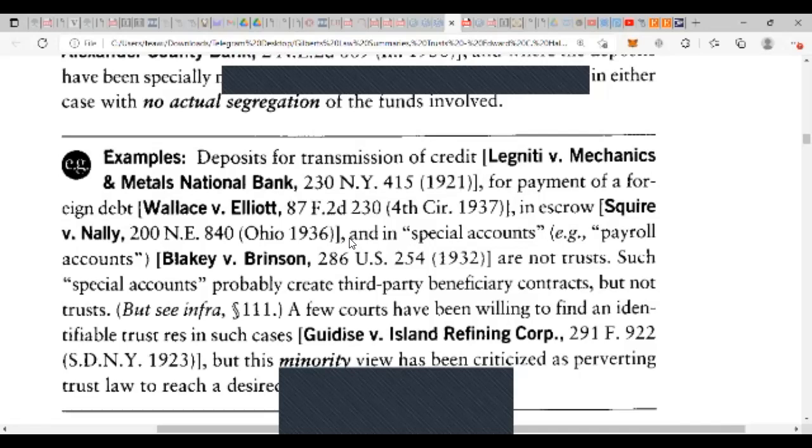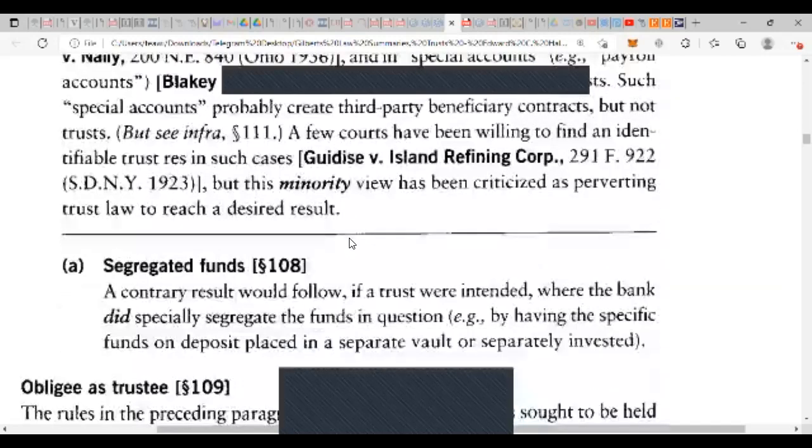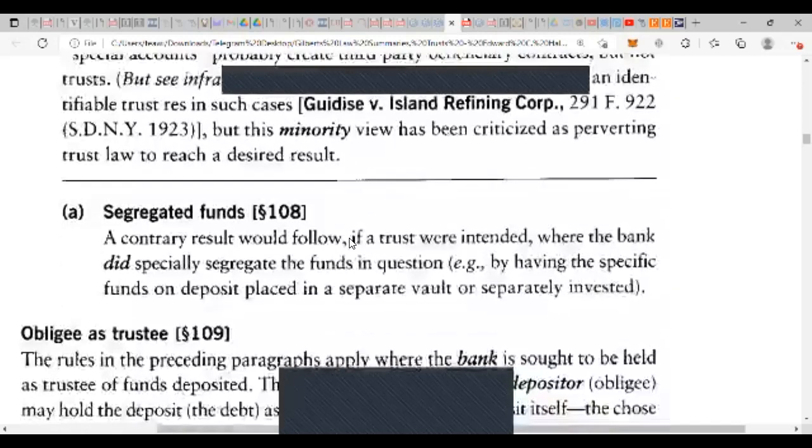Such special accounts probably create third-party beneficiary contracts, but not trusts. But see infra 111. A few courts have been willing to find an identifiable trust res in such cases, Guidus versus Island Refining Corp, 1922, but this minority view has been criticized as perverting trust law to reach a desired result. A segregated fund, Section 108.